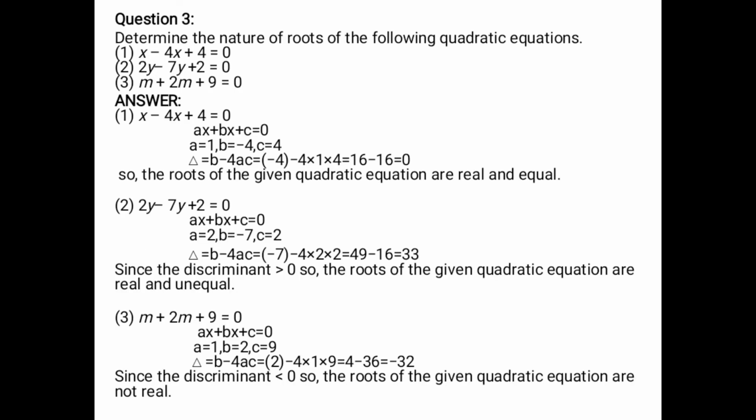Example number 3, determine the nature of roots of the following quadratic equations. First example, x square minus 4x plus 4 is equal to 0. Then the value of a is equal to 1, b is equal to minus 4 and c is equal to 4. Then delta value is equal to b square minus 4ac is equal to minus 4 square minus 4 into 1 into 4 is equal to 16 minus 16 is equal to 0. So the roots of the given quadratic equation are real and equal because delta is equal to 0.